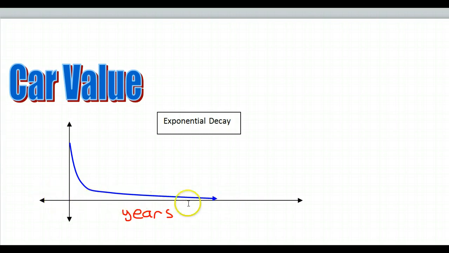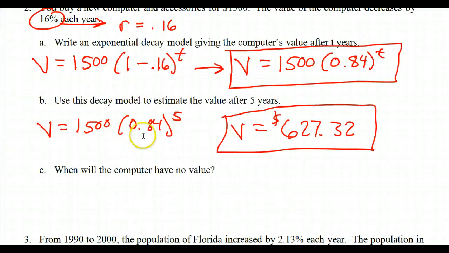The word for this is asymptote. The x-axis here, the 0, is an asymptote. So in this particular case, every year the value is 84% of what it was. But it's always going to be 84% of something. It's never going to be 0. So it's kind of a trick question, because the real answer is never.